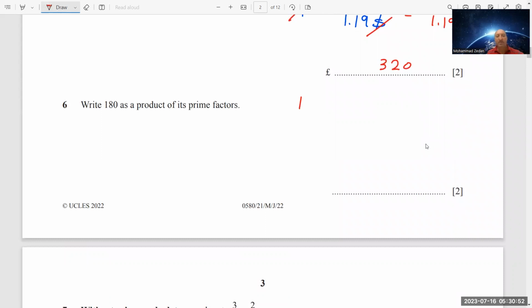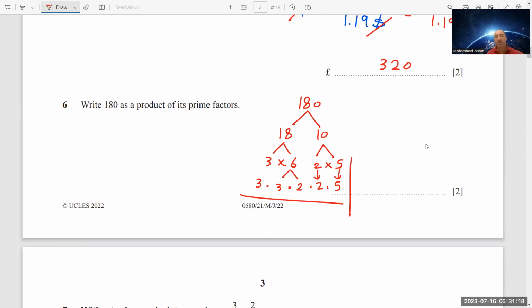Write 180 as a product of prime numbers. You can factor 180 as 18 times 10, any factorization you want. 18 is 3 times 6. The 10 is 2 times 5. 3 is prime already. 6 can be factored more, 3 times 2. So 3 times 3 times 2. And the 2 and 5 are already prime numbers. So this is a factorization. You can write it here, 2 squared times 3 squared times 5. This is a prime factorization for the number 180.